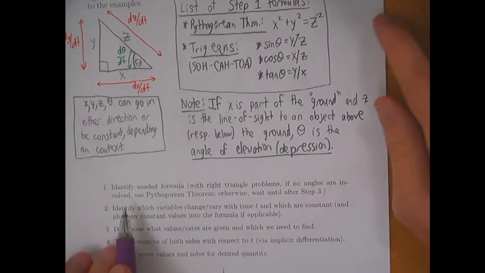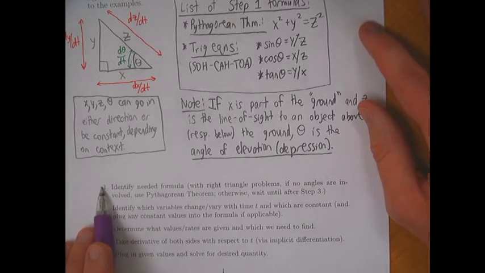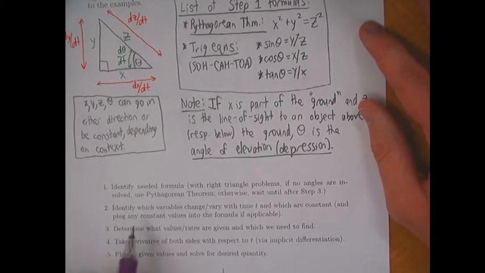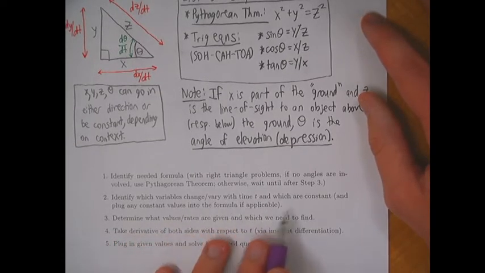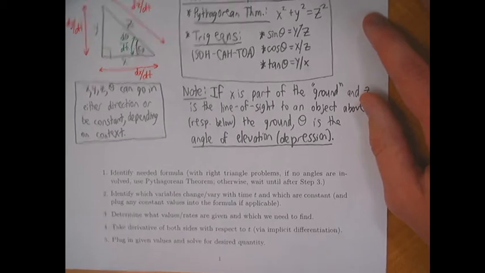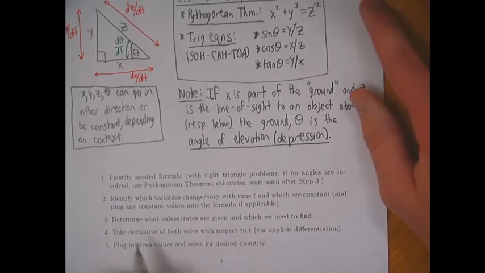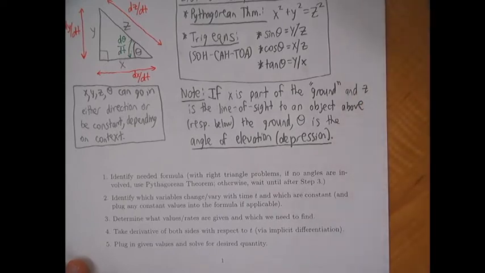Okay, so that's all I really wanted to say regarding step 1, but steps 2 through 5 are basically the exact same from last time. Identify which variables need to change or vary with time t and which are constant, and then plug any constant values into the formula if applicable. Determine what values and rates are given and which we need to find. Then take the derivative of both sides with respect to time t, and then plug in the values and solve for the desired quantity. Okay? So let's go ahead and take a look at that.